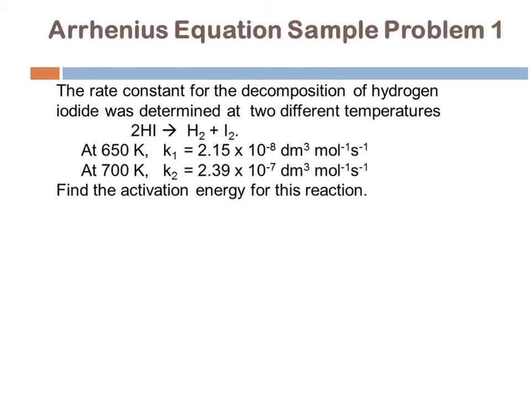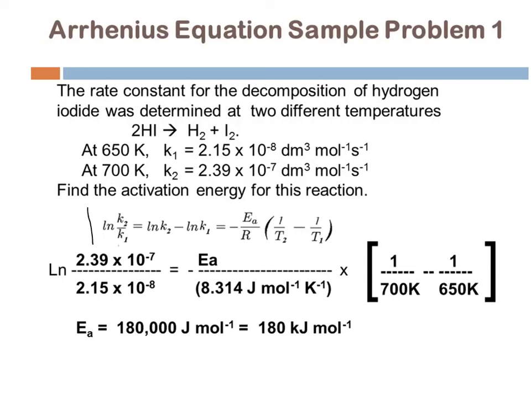Here's one example problem then. We've got a rate constant for the decomposition of hydrogen iodide determined at two different temperatures. At 650 Kelvin, the rate constant is given as this, and at 700 Kelvin, we have a second rate constant that was found. It says to find the activation energy for this reaction. What we're going to do is use that equation then. Ln of K2 over K1 is equal to negative Ea over R times 1 over T2 minus 1 over T1.